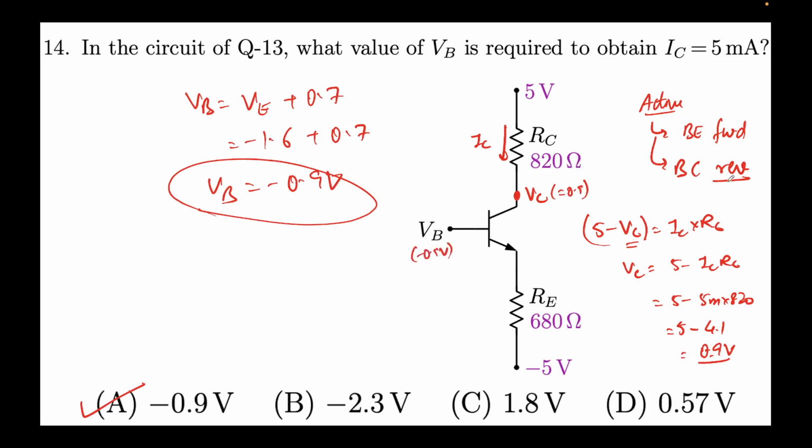So as I told you, VBC should be reverse bias. How do we check that? You find VB minus VC. VB is minus 0.9, VC is 0.9, this is coming out to be minus 1.8 volts. This is a negative voltage, which clearly means that base collector junction is still reverse bias, and base emitter we have assumed to be forward bias. So both of these assumptions are compatible with each other. Hence our assumption that the BJT is in active region is indeed correct, right? So that's what I did here.